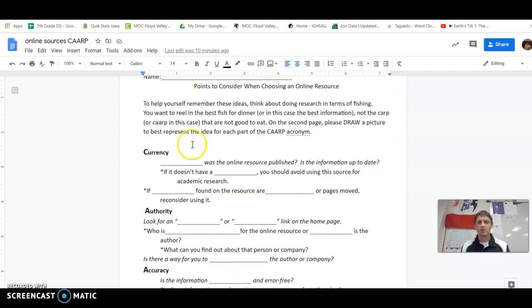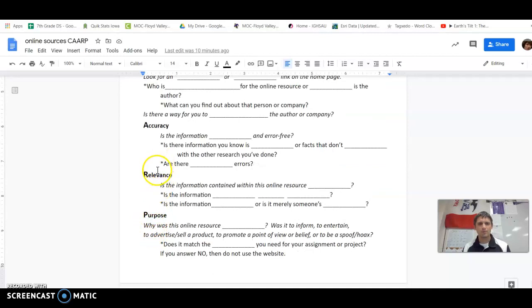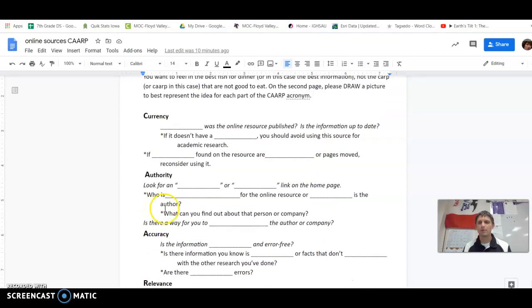And this was the second one. And we got partway through. Usually through accuracy was where we ended in class. And then we'll finish the relevance and purpose tomorrow. And then we'll practice using this model to evaluate resources.